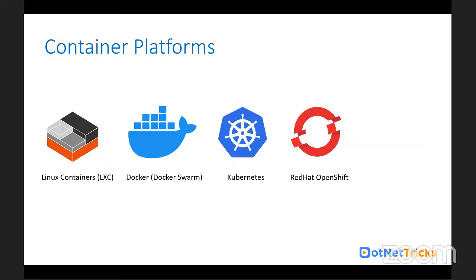Then we have Red Hat OpenShift, which is also a container platform, and we have DC/OS. So these are the various container platforms people are already using in the market. Here the most popular ones are Docker and Kubernetes. So today I'm just going to discuss what Docker is.